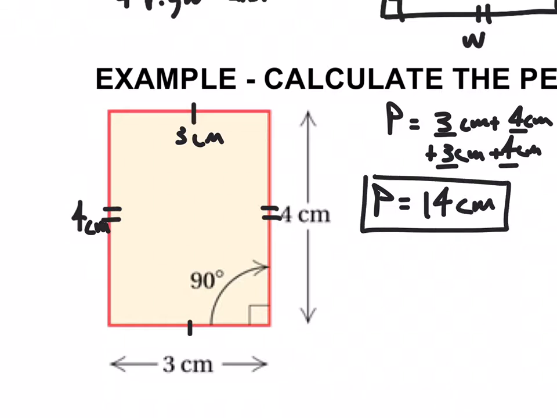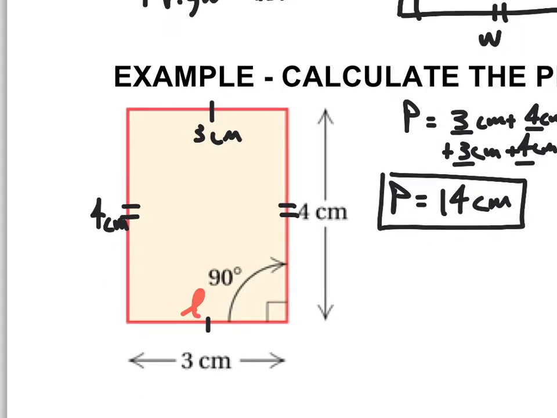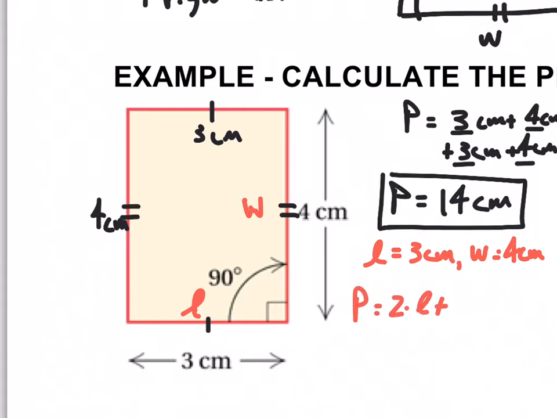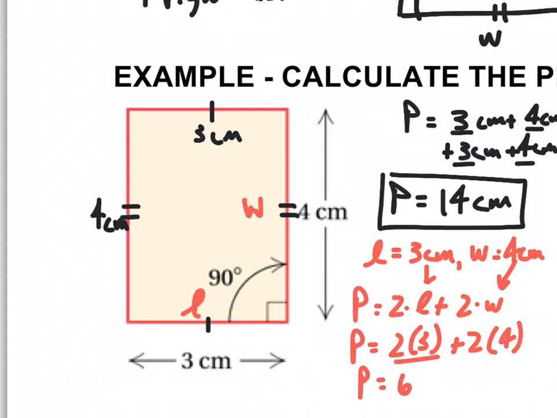So you can still just add up all your side lengths if you want to, but there is a formula. I'm going to call this part here my length, and this my width. So my length is equal to 3 centimeters. My width is equal to 4 centimeters. Using my perimeter formula, I'm going to do 2 times L plus 2 times W. I plug in these values, and I get that my perimeter is 2 times 3 plus 2 times 4. 2 times 3 is 6, 2 times 4 is 8, and 6 plus 8 means my perimeter is 14 centimeters.